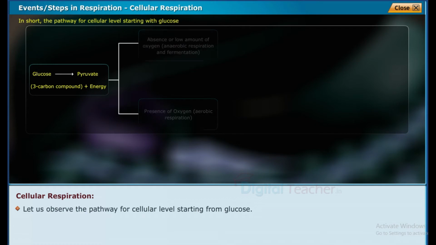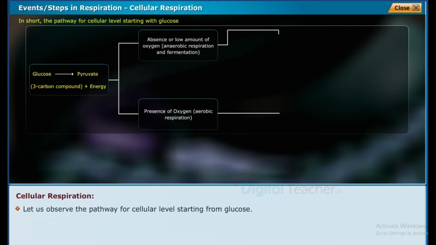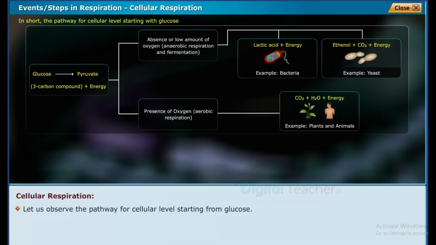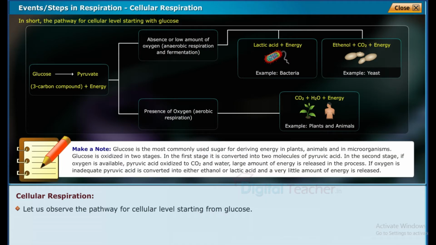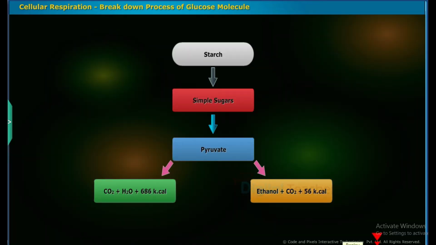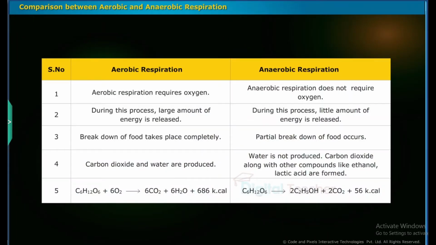Let us observe the pathway for cellular level starting from glucose. The flowchart on the screen shows the process of breakdown of glucose molecule in a step-by-step manner. The table on the screen gives the differences between aerobic and anaerobic respiration.